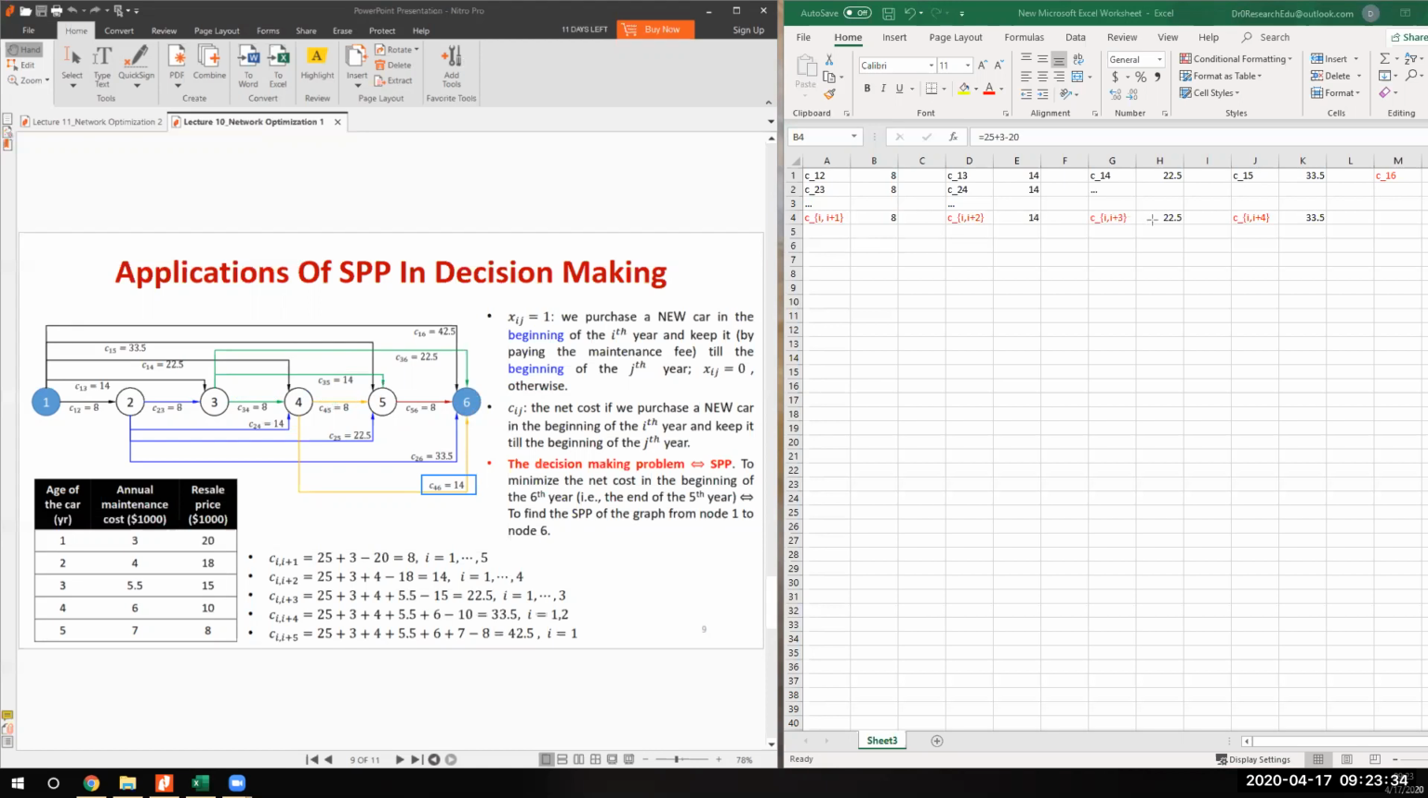And C i, i plus 3 equals 22.5. That means C14, it is here, C14, C25, C36, these are equal to 22.5. And C i, i plus 4, that means C15, C26, these two equal to 33.5.